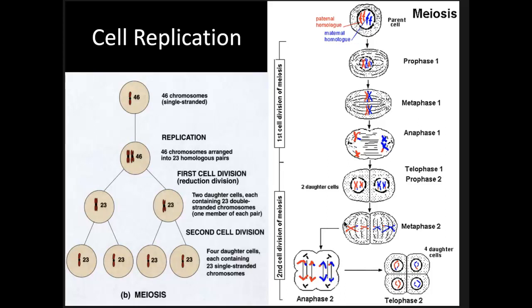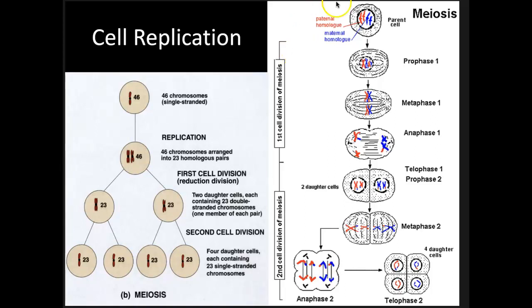So just a reminder, when we talk about ploidy, anytime you hear the word ploid or ploidy, as in haploid or diploid, we're simply talking about the complement of chromosomes that are in a cell. So a haploid cell has 23 single-stranded chromosomes. A diploid cell has double-stranded chromosomes. Okay? So that's the difference. 23 double-stranded chromosomes versus 23 single-stranded chromosomes, half the genetic complement.